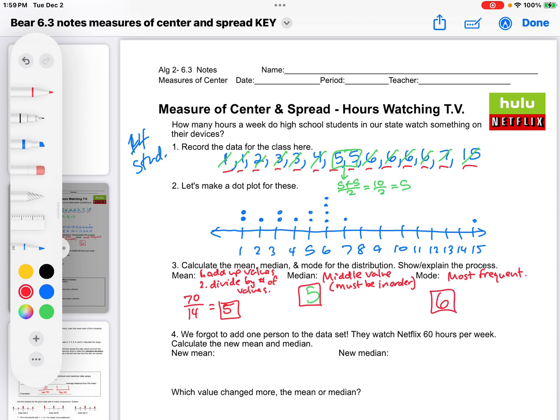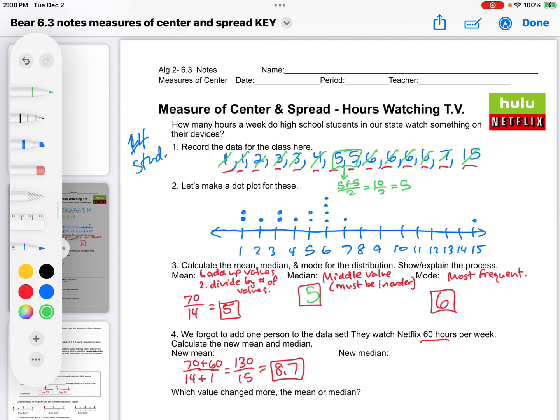Now it says we forgot to add one person to the data set. They watch 60 hours a week for Netflix. All right, so we're going to calculate the new mean and the new median. Originally when we did our mean, we had 70 divided by 14. Well, we're adding 60 to this, and then we add 1 more to our denominator. So that gives us 130 divided by 15. Let's see what that gives us. So 130 divided by 15, we get 8.7 approximately. So our mean went from 5 to 8.7.